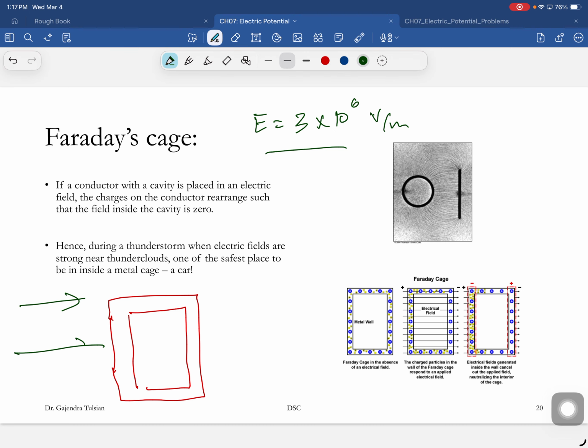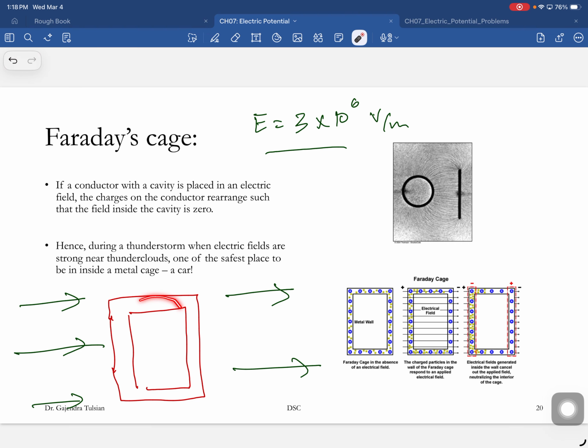So you have strong electric fields here. And if you're in a metal cage, the charges rearrange such that they produce a counter electric field which will cancel this electric field and make the net electric field inside here 0. So you can have lightning outside all day long, and inside you'll be totally protected. That's a Faraday's cage.